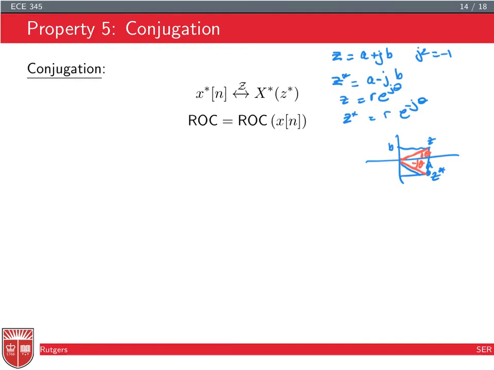So the question here is, what is the z transform of the conjugate of the signal, the signal x star of n? The property tells you that the z transform of the conjugate of the signal is the conjugate of the z transform evaluated at z star. It may be a little bit confusing, but you have to replace z by z conjugate and then take again the conjugate of the whole function.